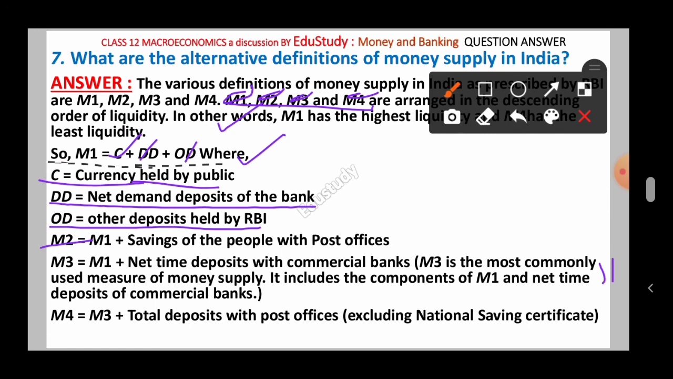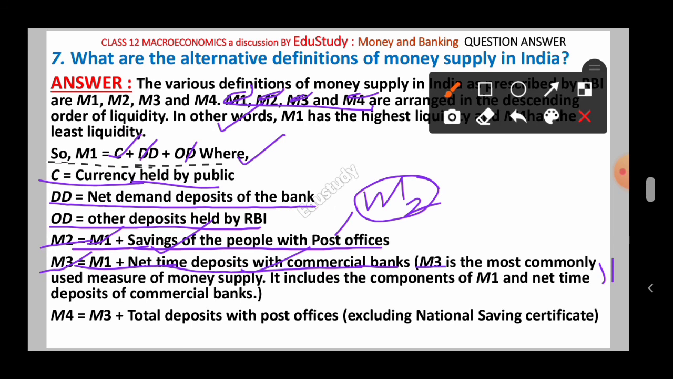And what is M2? M2 is M1 plus savings of the people with the post office. Whatever savings people hold with the post office are included with M1, and we find M2. That is the value of M2. And M3 means M1 plus net time deposits with commercial banks. Net time deposit, that is, fixed deposit.